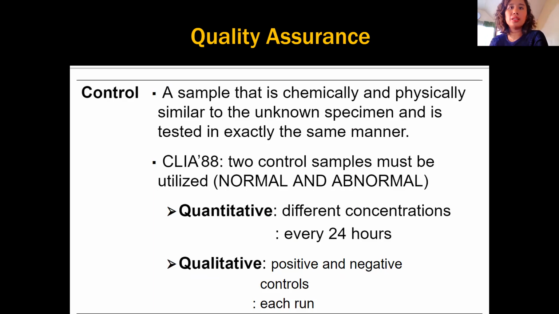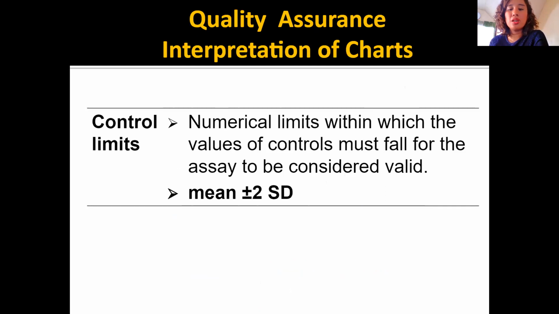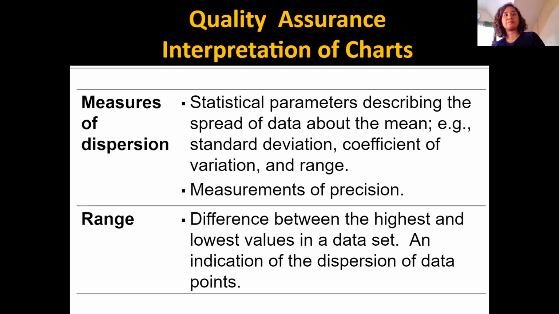So this one, yan. So control, yan, a sample that is chemically and physically similar to a known specimen and is tested in exactly the same manner. Yan. So some people uses the word control, madalas, yan, or calibrator. So your control limit, so talagang limit mo na is 2, okay? So bawal lumampas ng 3S. Ano na yon? Pag isa lang, random error talaga. Hindi pwede.